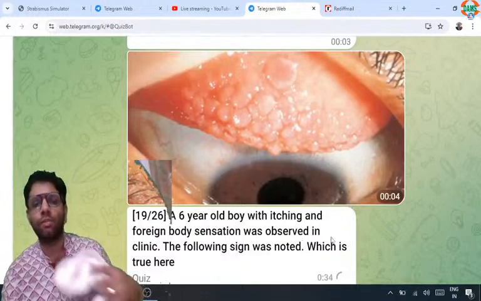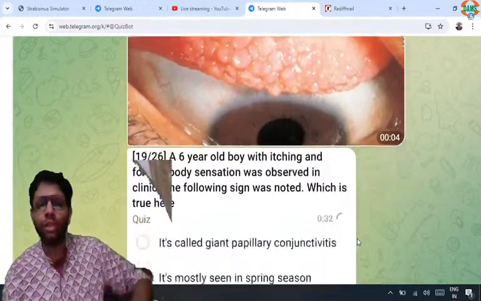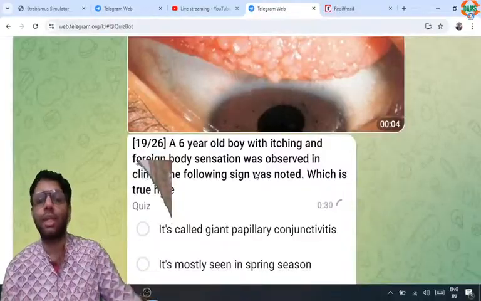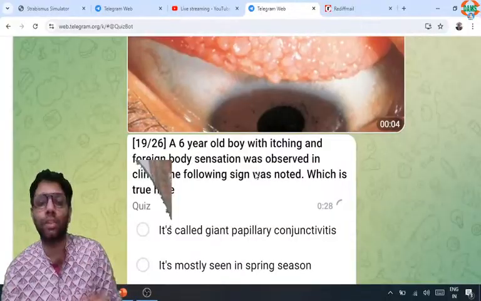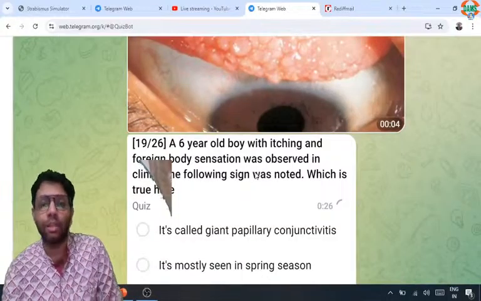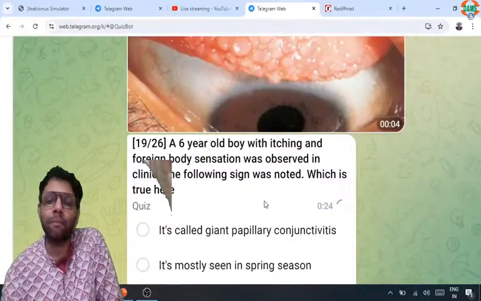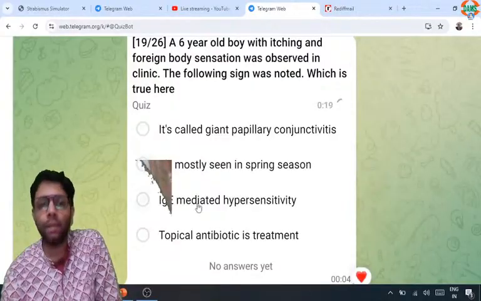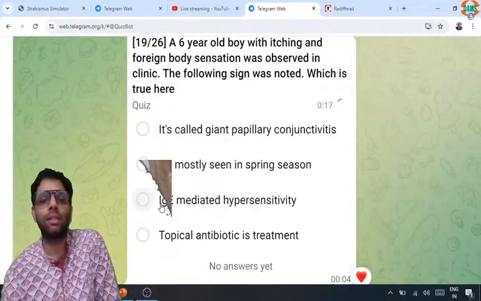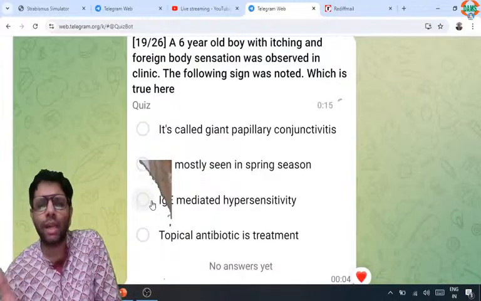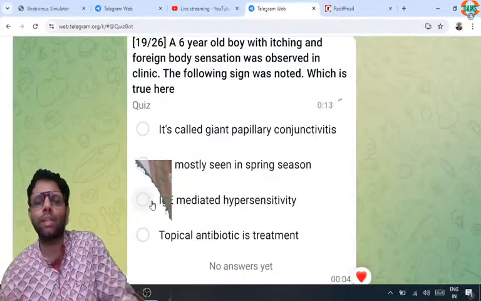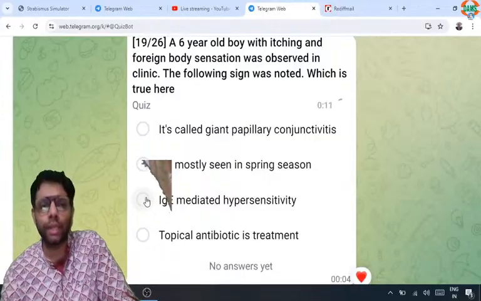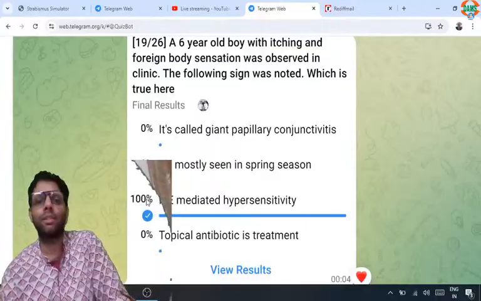So history is given of a boy with itching, foreign body sensation, can be a thick ropey discharge like a Maxwell-Lyons sign. The following sign, papilla, is seen, that is not giant papillary, that is a vernal keratoconjunctivitis, not seen in spring. It is IgE mediated. That is the answer. And topical antibiotic has no role. It is an anti-inflammatory. Olopatadine, mild steroids are given, or sodium cromoglycate can be given. IgE mediated is the answer of this question.